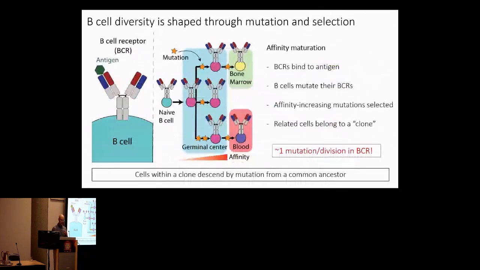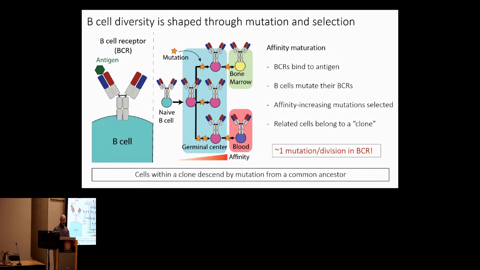The reason we can study B cells using evolutionary methods and phylogenetic methods is because B cell diversity is shaped through mutation and selection. Antibodies are originally expressed on the surfaces of B cells in a membrane-bound form called the B cell receptor. They're composed of a heavy chain and a light chain, and both of them are involved in antigen binding.